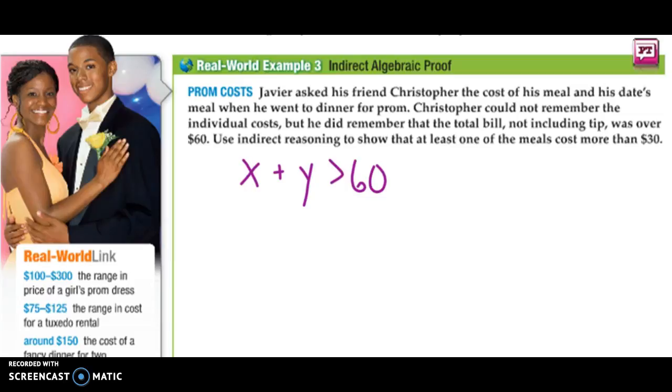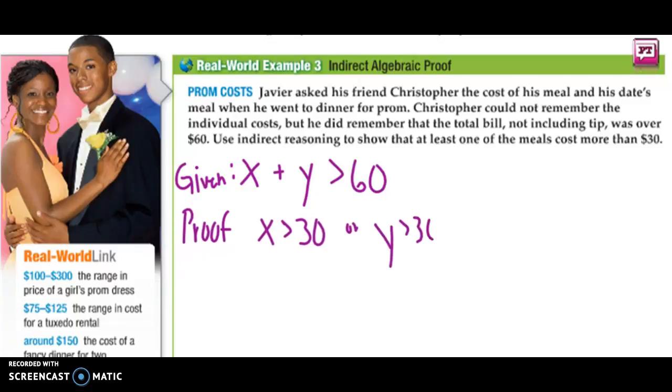Use indirect reasoning to show that at least one of the meals costs more than $30. So, given this, we need to prove this. Prove that x is greater than 30 or y is greater than 30. So at least one of the meals was greater than 30. So the conclusion is this part right here: x is greater than 30 or y is greater than 30.